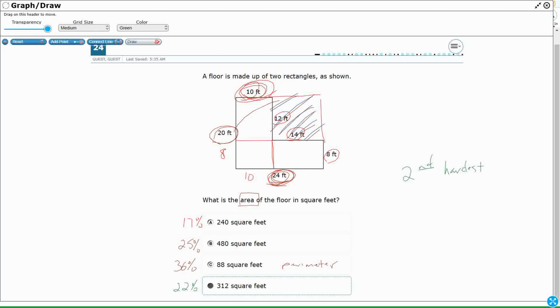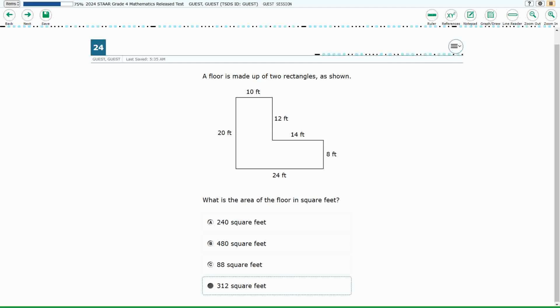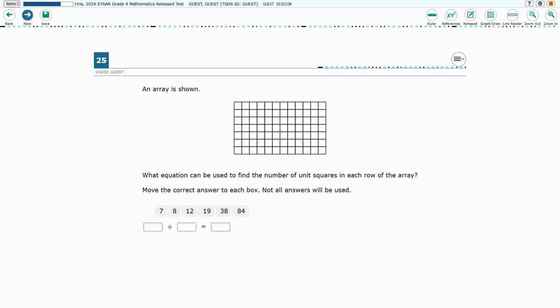It's recognizing, this is about recognizing what type of problem this is and knowing that I need to create non-overlapping adjacent squares, rectangles, in order to find an area of a composite figure and not just simply adding up all the sides because you see a whole lot of numbers. Just because you see a lot of numbers doesn't mean it's perimeter, and that's something we need to help our students understand.